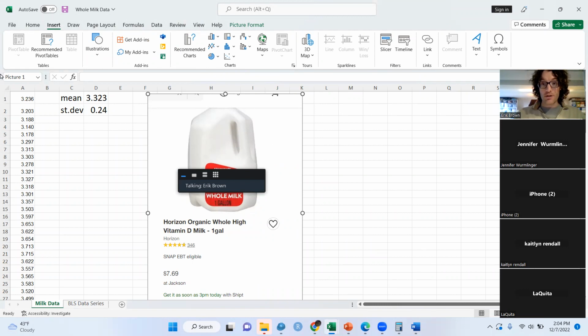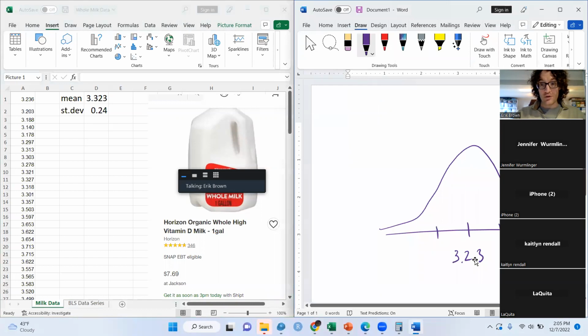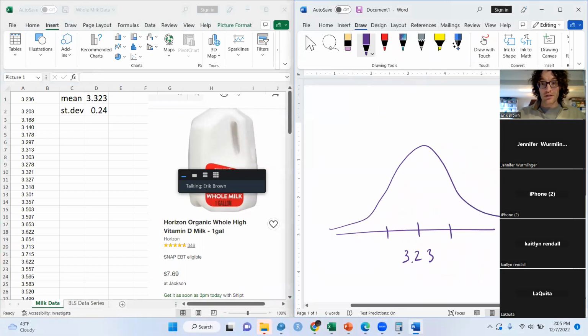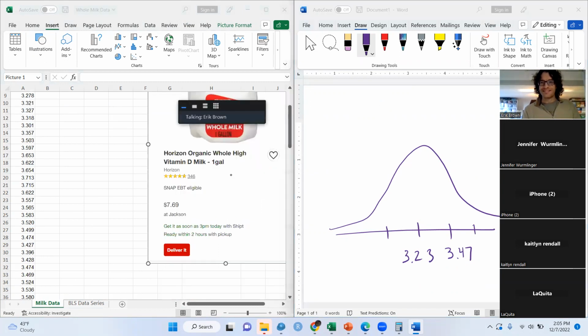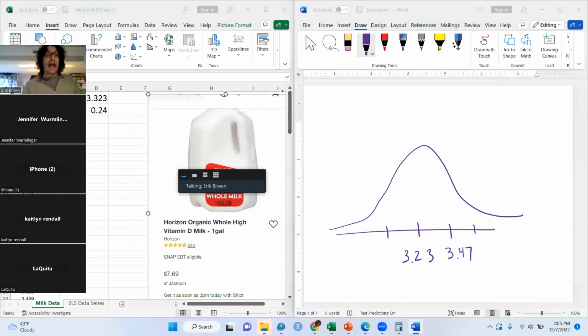So if I'm going to do the first tick mark above, I'm going to add 0.24 to this 3.23, and I'd get 3.47. That's the first one above. And then how do we get the next one? I'm not sure. Add again.